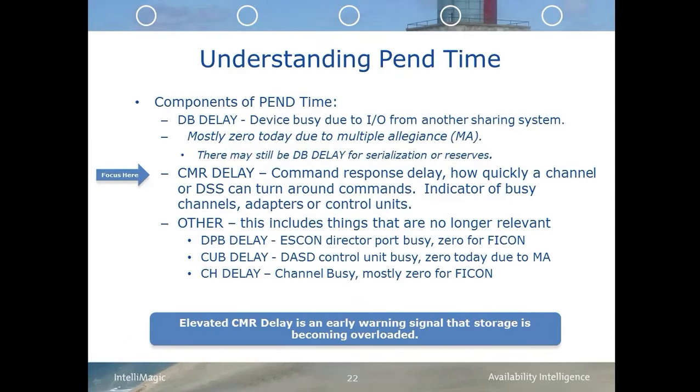Pend time is divided into components by RMF. In general, the most useful component of pend time to pay attention to is command response delay, or CMR. CMR tells you how quickly the disk storage system can turn around host commands. When CMR is high, this indicates that something on the front end of the storage is becoming overloaded.